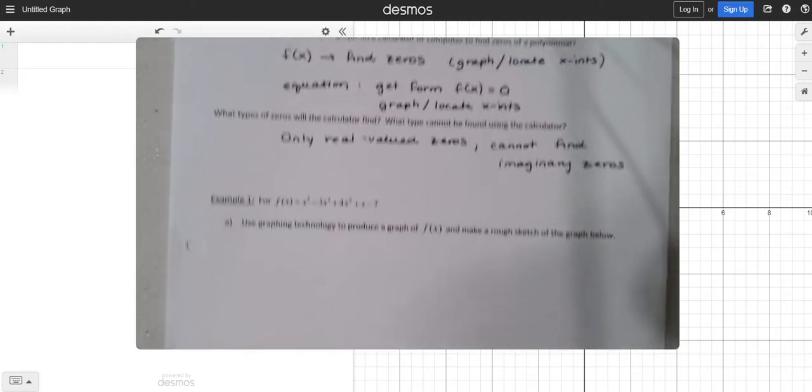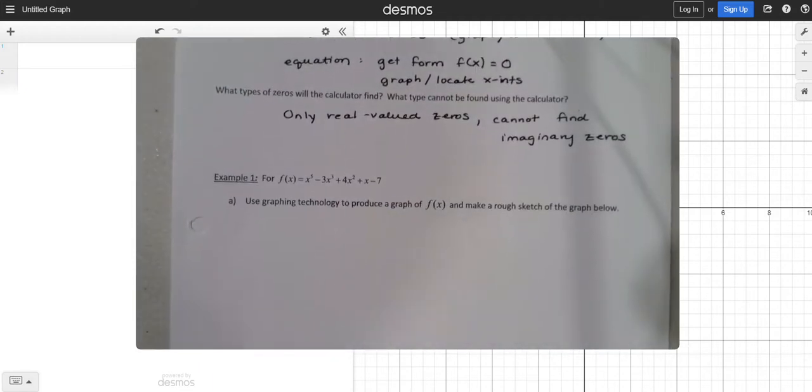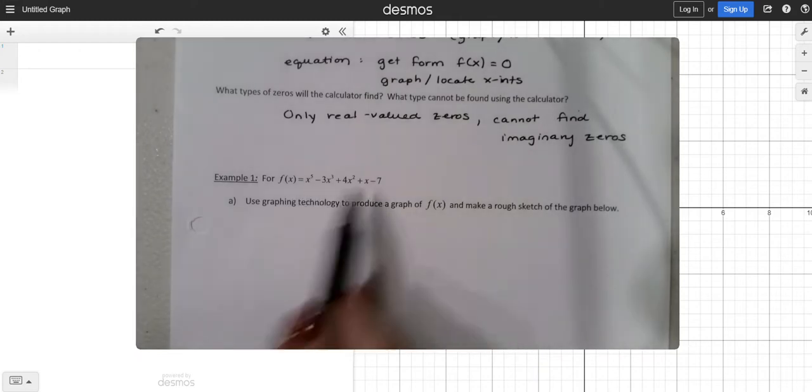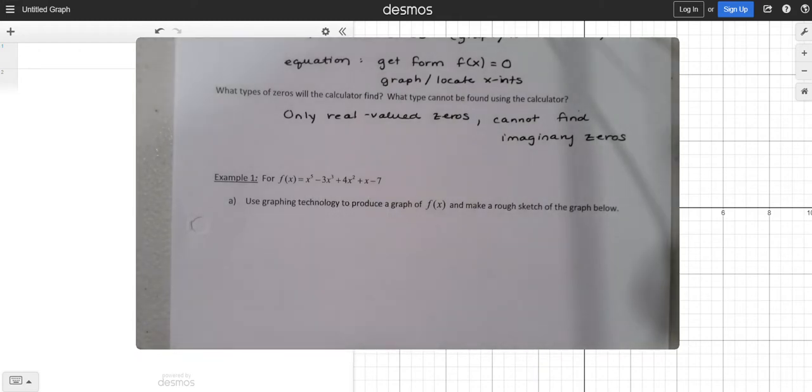All right, so let's give this a try. In this first one, we're just given a fifth degree function. We're going to use graphing technology and produce a graph of the function, and we're going to make just a very rough sketch that we can work from.